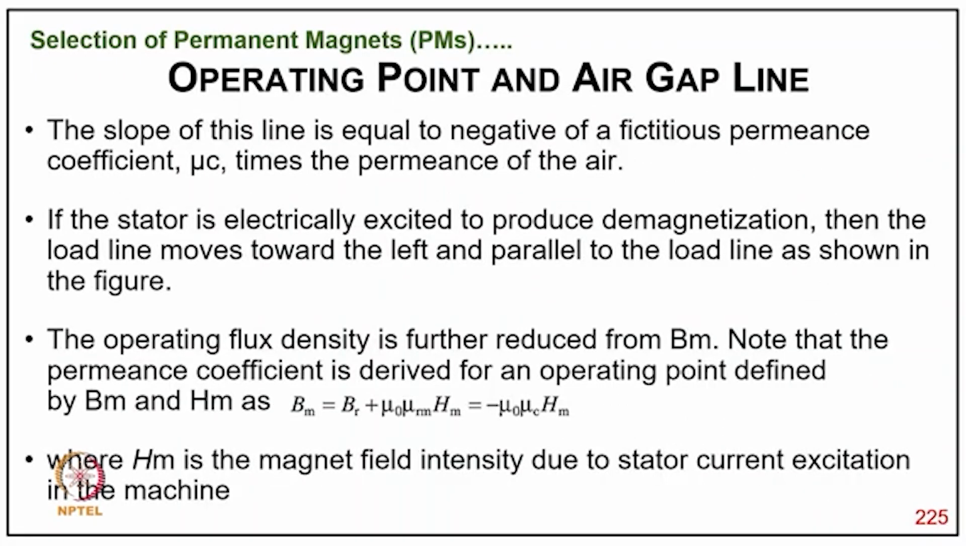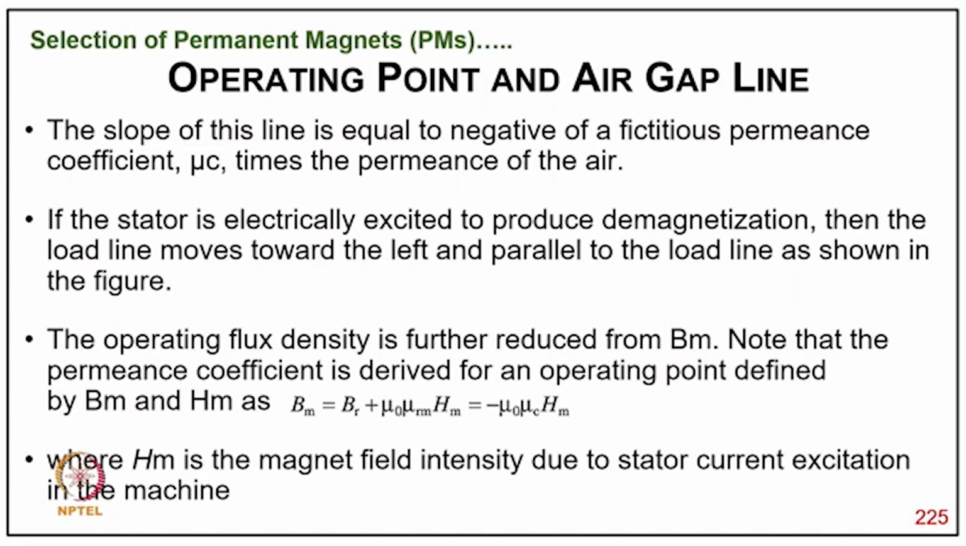So, now the slope of this line is equal to the negative of a fictitious permeance coefficient mu c times the permeance of the air. If the stator is electrically excited to produce demagnetization, then the load line moves towards the left and parallel to the line shown in the figure. The operating flux density is further reduced from Bm. Note that the permeance coefficient is derived from the operating point Bm and Hm.